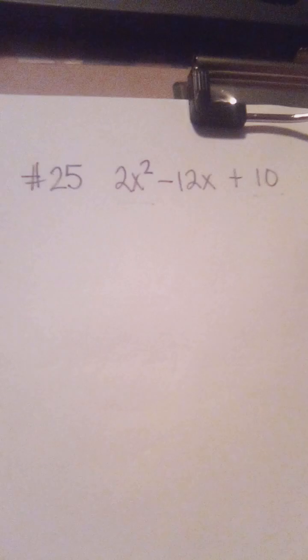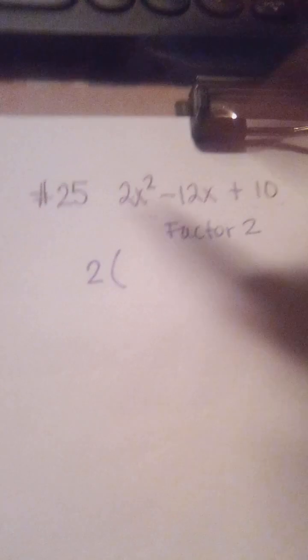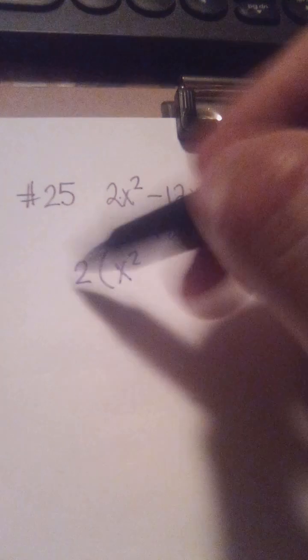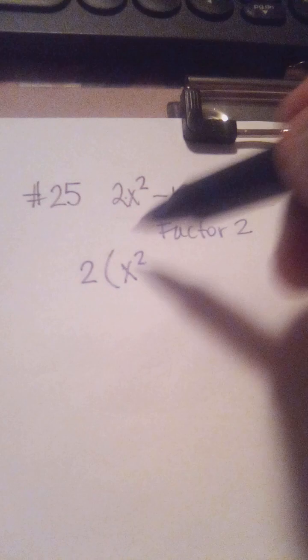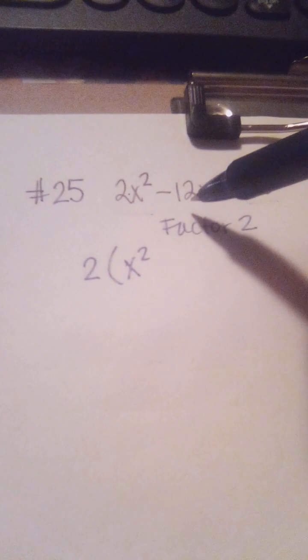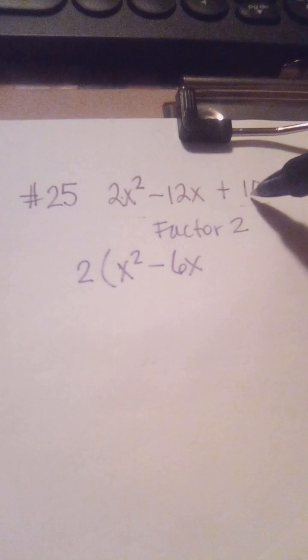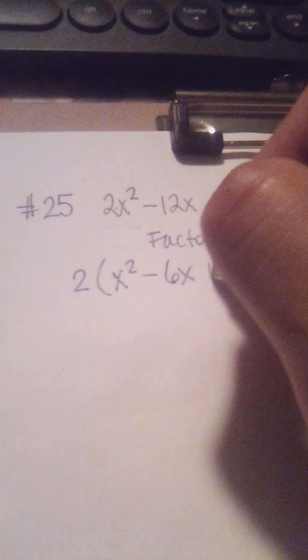Watch. You see that number 2 in front of the 2x squared? We are going to factor out the 2. Then we can do the x squared. We just divide what's behind it. So we have the 2 outside. What's left over is x squared, a negative 12 divided by 2 is a negative 6x, then a positive 10 divided by 2 is a positive 5.